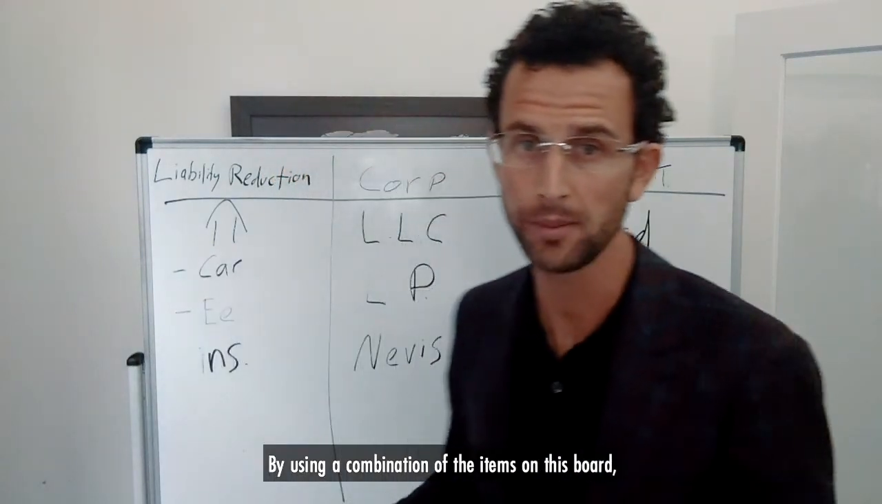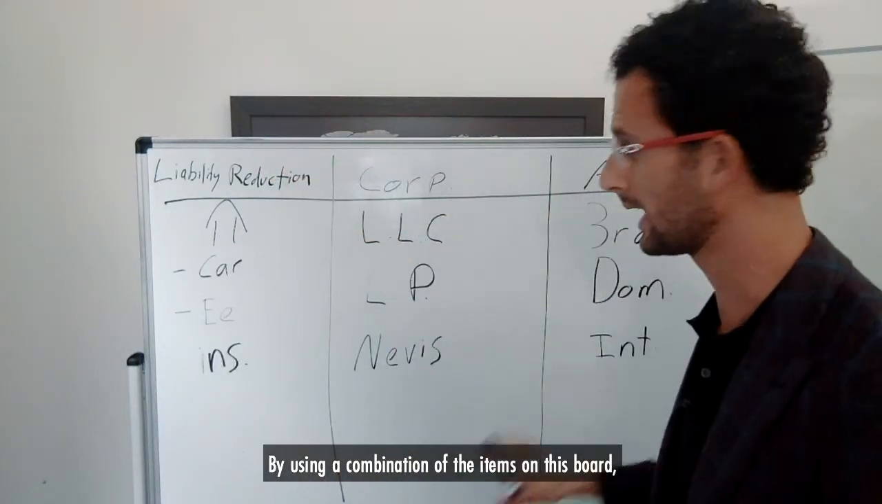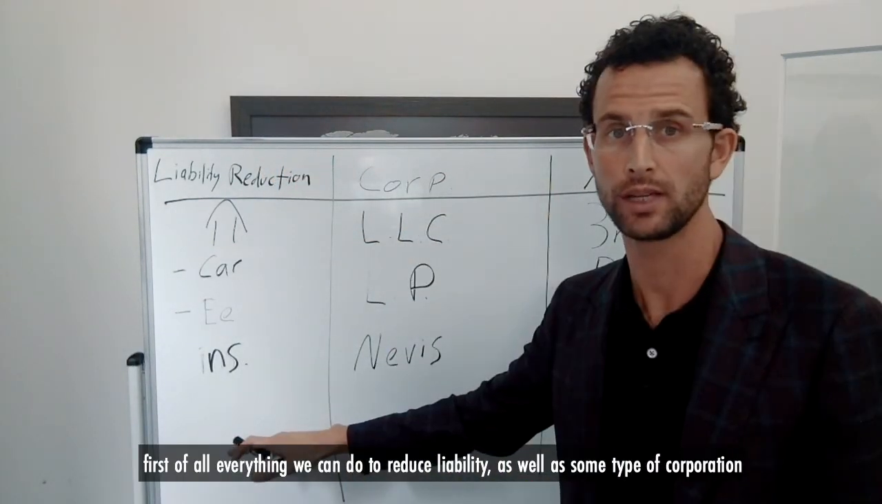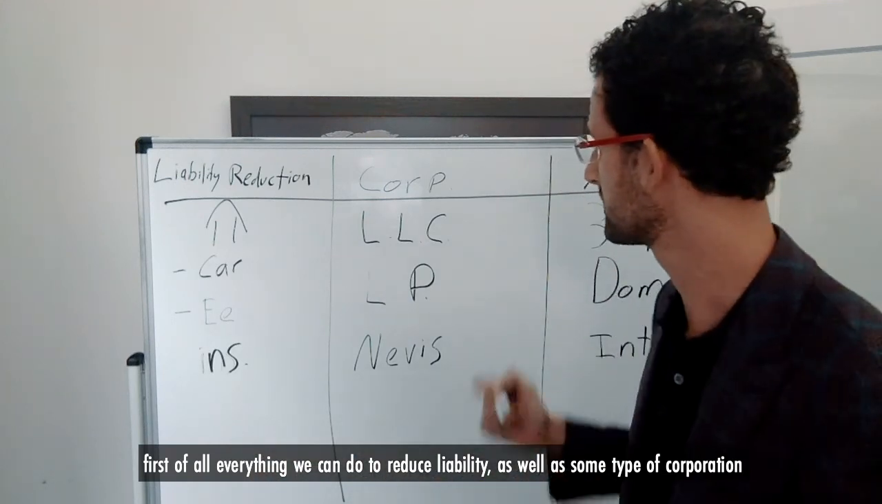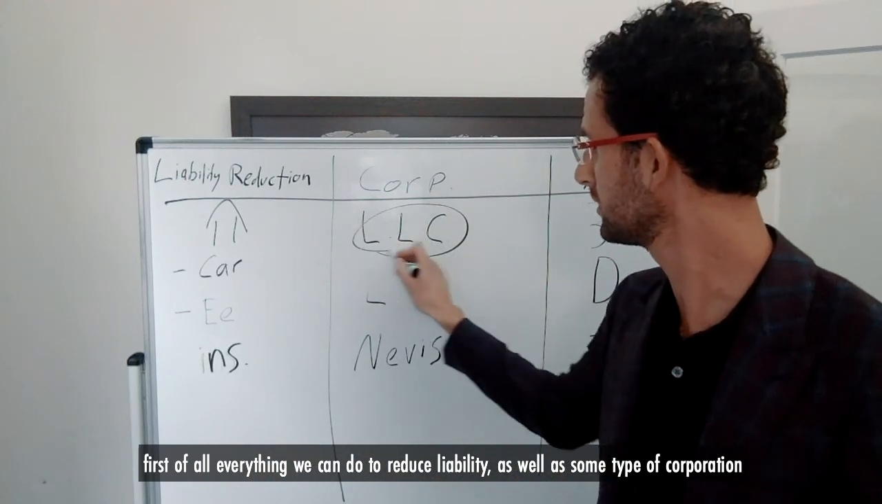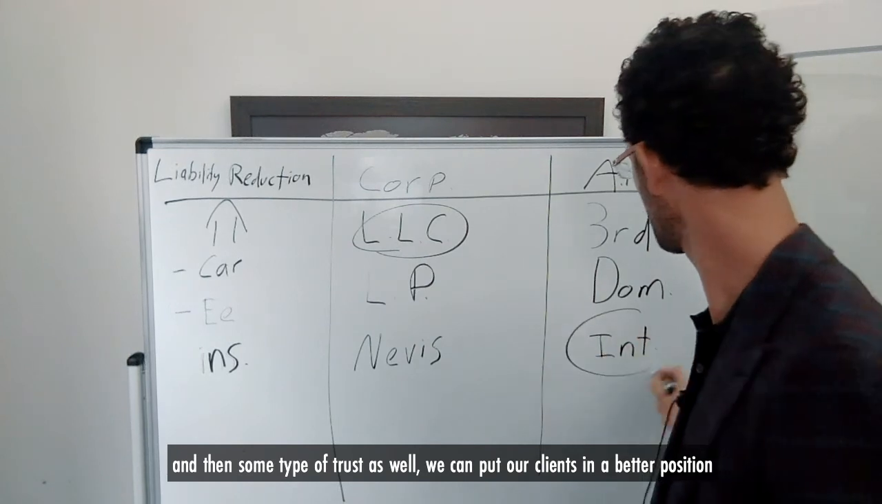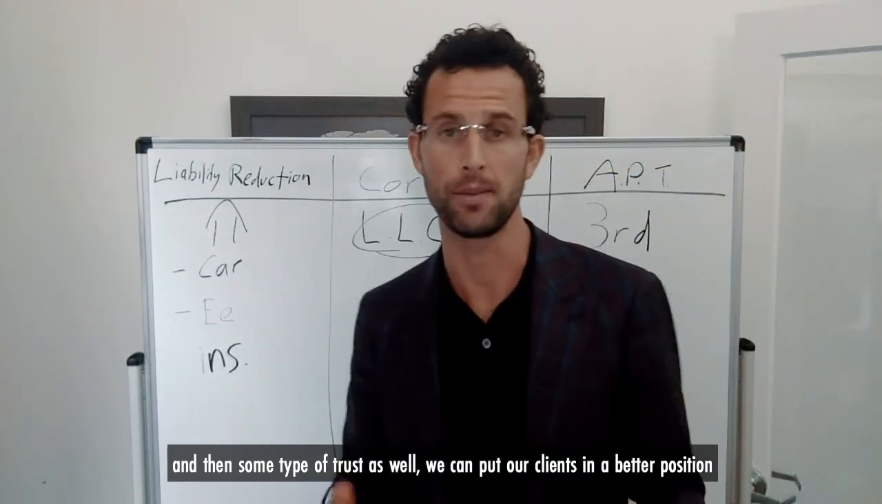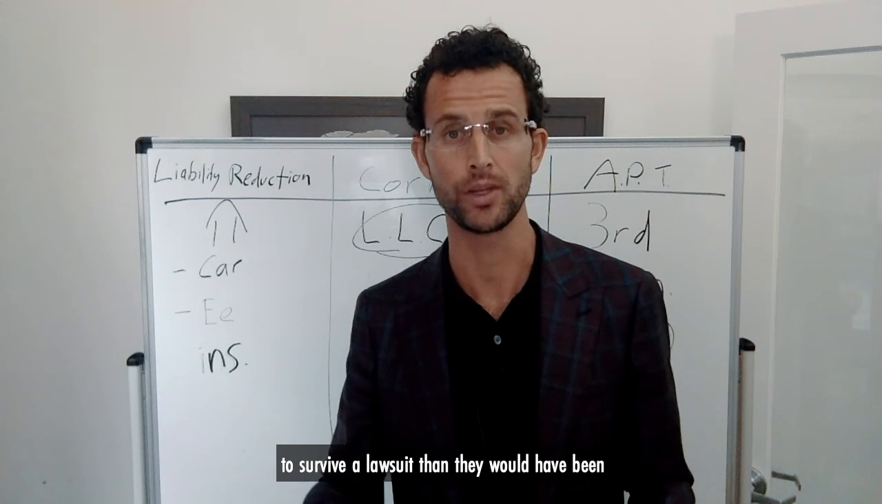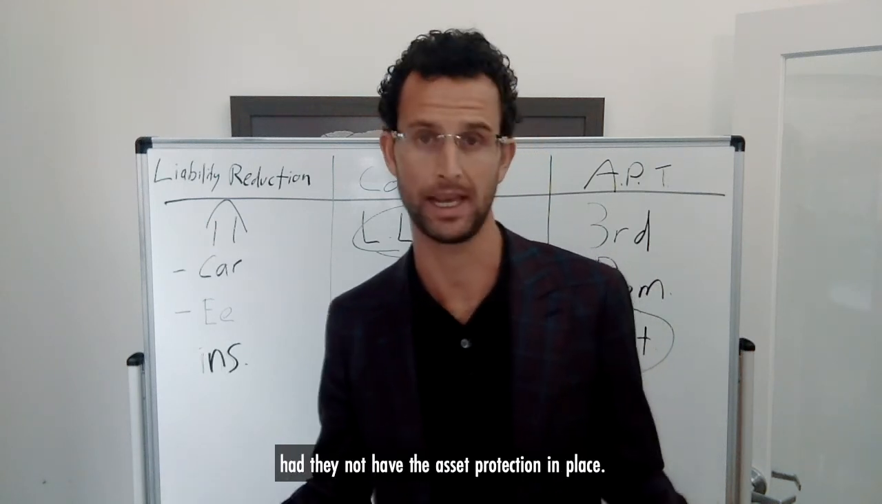By using a combination of the items on this board, first of all, everything we can to reduce liability, as well as some type of corporation, and then some type of trust as well, we can put our clients in a better position to survive a lawsuit than they would have been had they not had the asset protection in place.